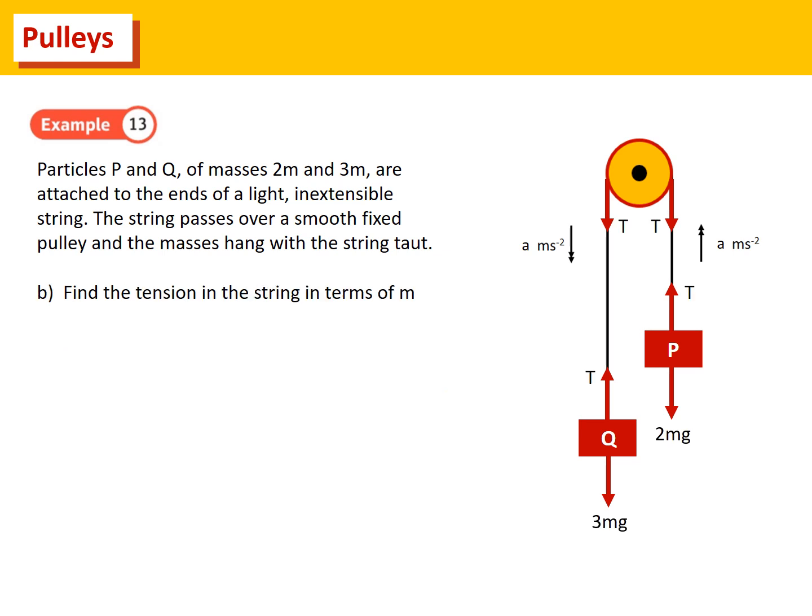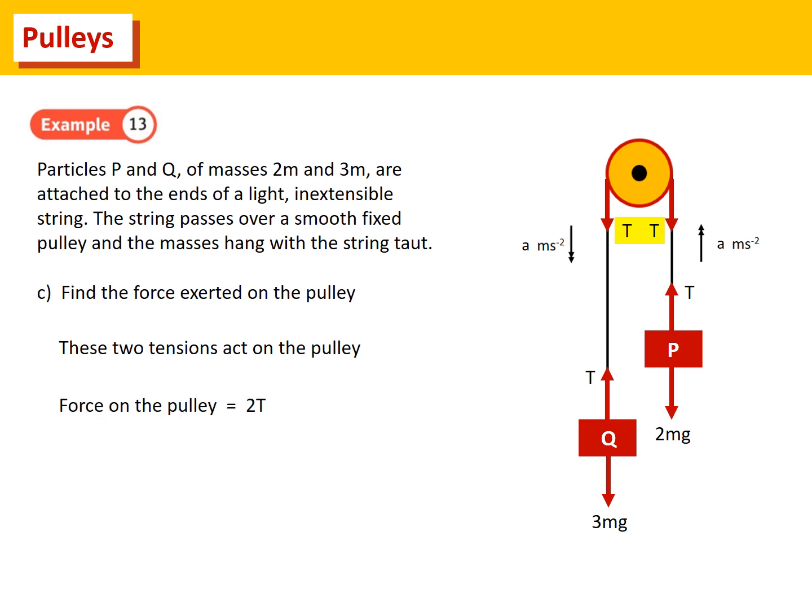To find the tension in the string, applying Newton's second law to P, we have T minus 2mg equals 2ma. We've just calculated a to be 1.96, so we substitute that in, and that gives us 23.52m. Note m is just included in our answer, as it says in the question, find your answer in terms of m. To find the force exerted on the pulley, once again it's those two tensions there, so it's just 2T and it's 47.04m newtons.